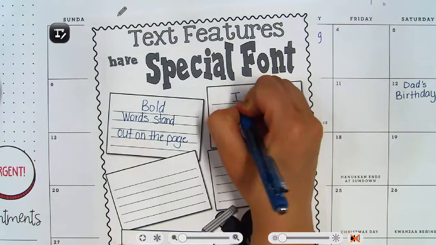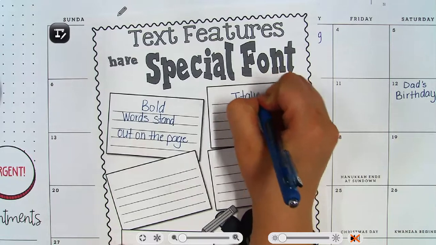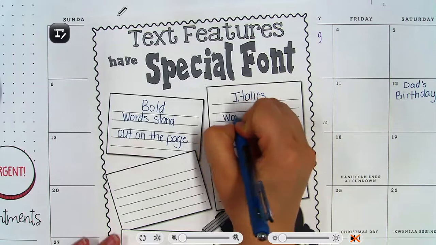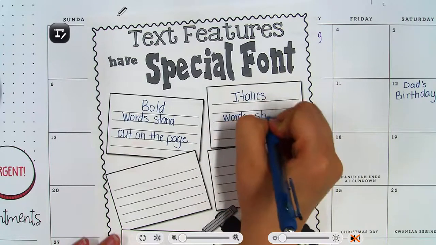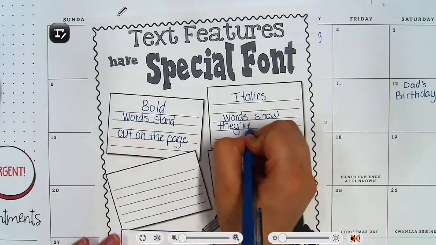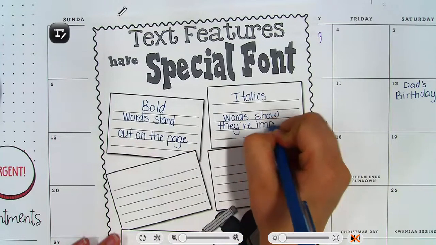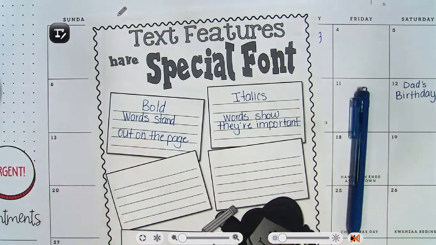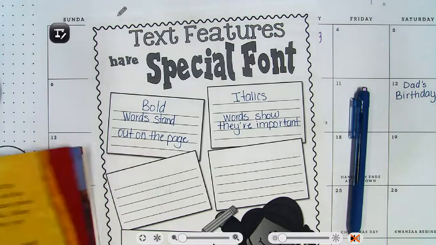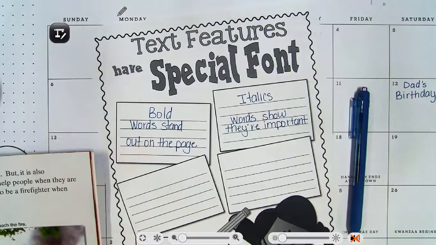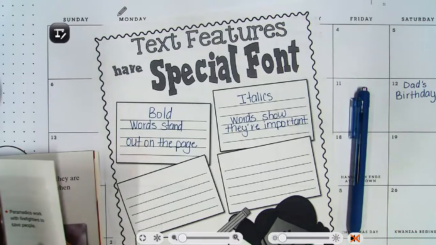Sometimes they italicize it, and that means they make it kind of slanted. So those words show they're important. It's just another way for the author to show that the word is important. Okay.